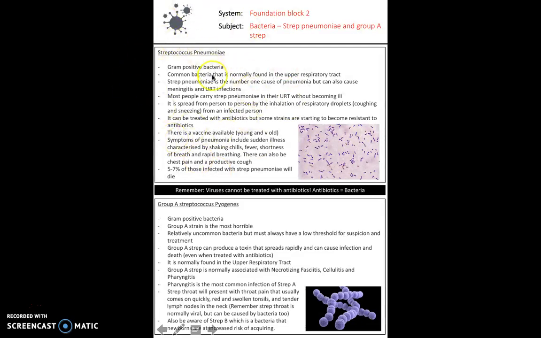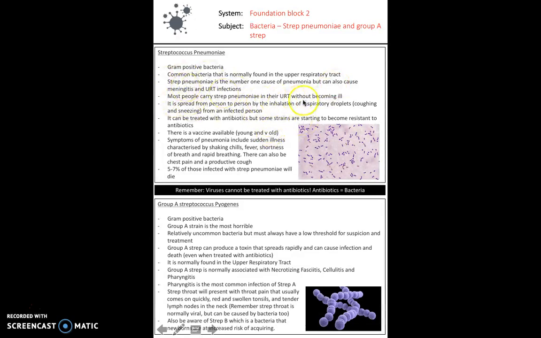The next bacteria to look at is Streptococcus pneumoniae. This is again a gram-positive bacteria, which you can see with the purple staining here, and the coccus shape. Streptococcus pneumoniae is a common bacteria, and it's normally found in the upper respiratory tract. As you may be able to guess from the name, it is the number one cause of pneumonia, but it is also able to cause other infections such as meningitis and other upper respiratory tract infections.